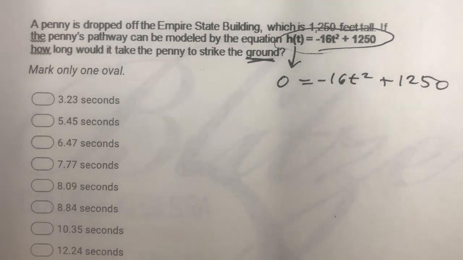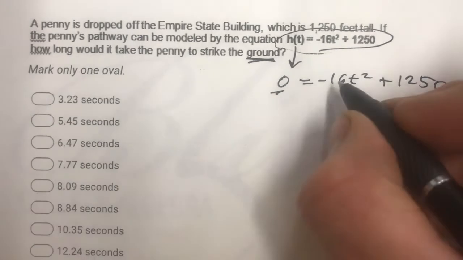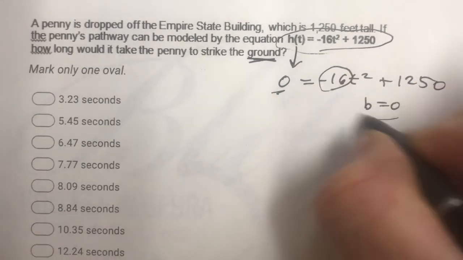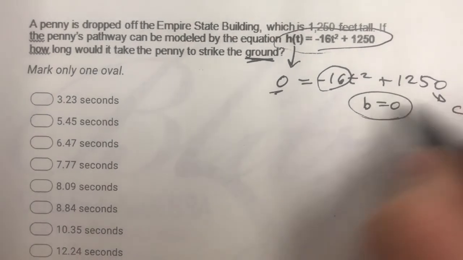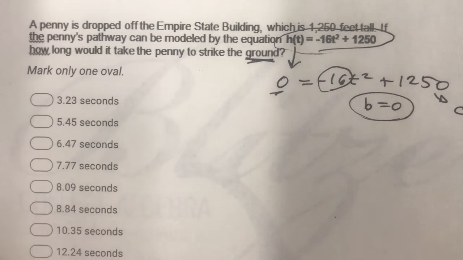Okay, and then I'm going to solve this now. It's got to equal 0. Well, it already does. So here's my a. And look, b is 0. There's no b in here. And right there's my c. So I'll put these in the quadratic formula. Okay, I'll let you do that, as well as this last one here.